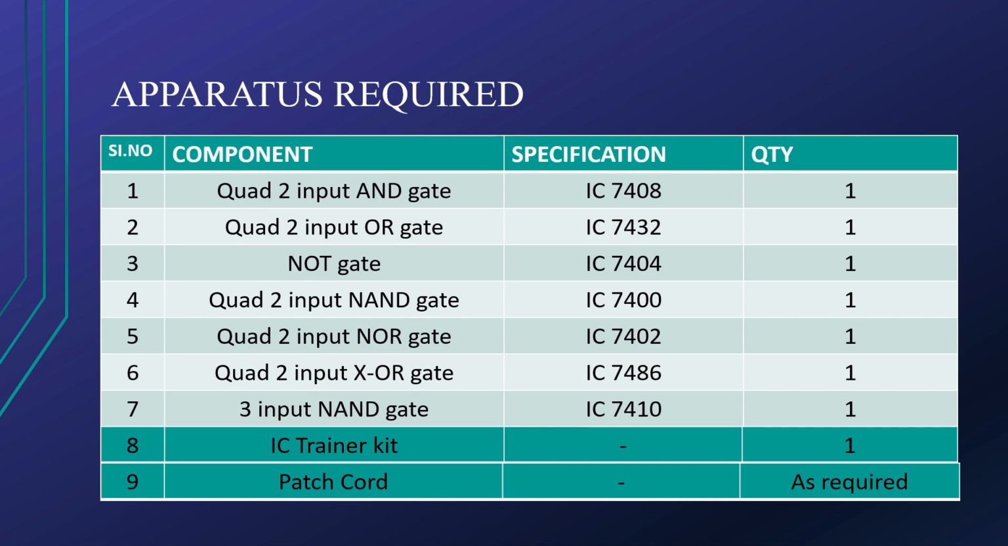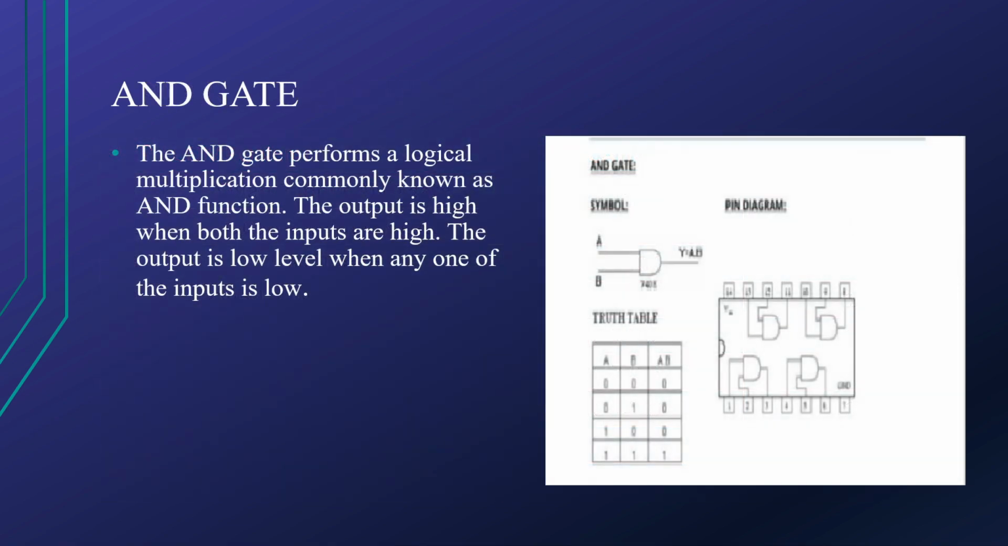We need 2 input AND gate, 2 input OR gate, 1 NOT gate, 1 2 input NAND gate, 1 2 input NOR gate, 2 input XOR gate, 1 3 input NAND gate, 1 IC joiner gate and a patch cord as required. Now we are going to see about AND gate.